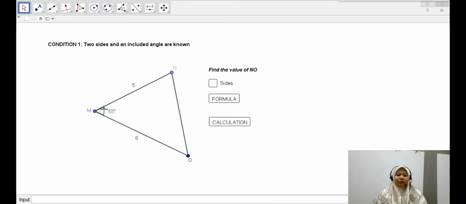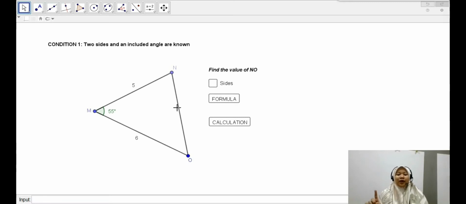Just now I said usually for this condition we use it if we were to find the opposite side to the given angle. And look at the question: find the value of NO. Yes, NO is opposite to M.